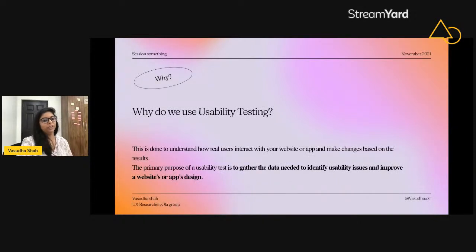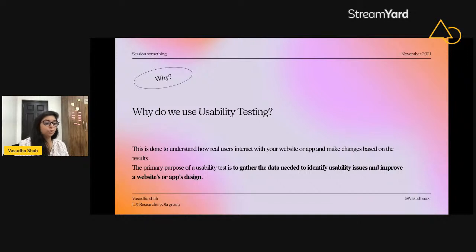Then, why do we really conduct usability testing? This is basically done to understand how real users interact with your website or app and make changes based on the results. So let's say the majority of your participants or users do not want a certain concept to go forward, and they are not able to understand it, and those are the kinds of problems that we understand while we conduct usability testing.